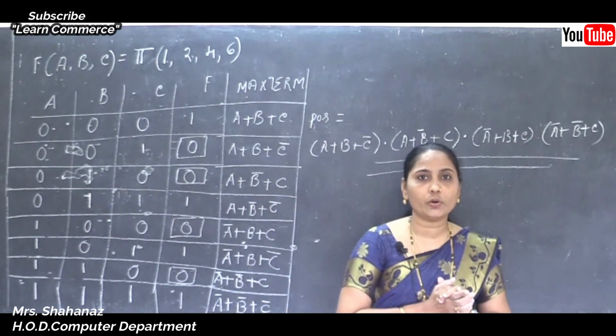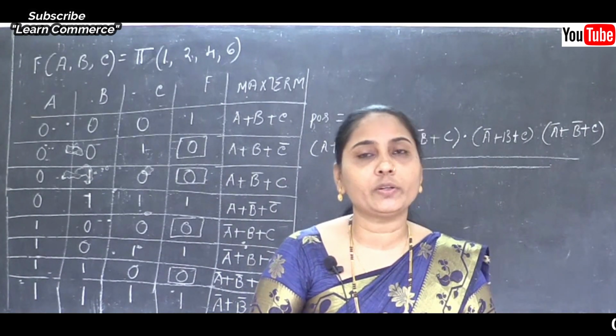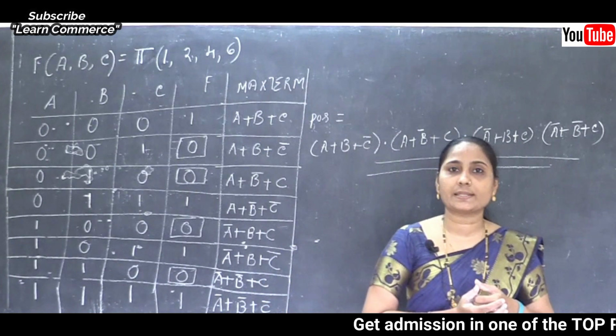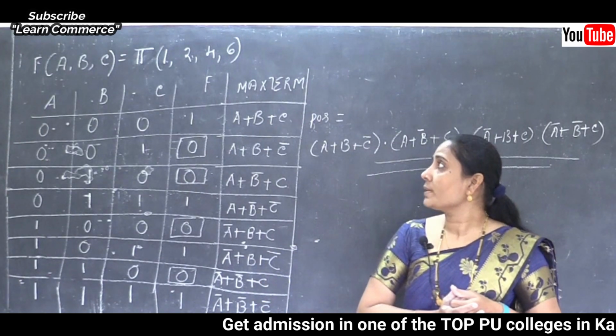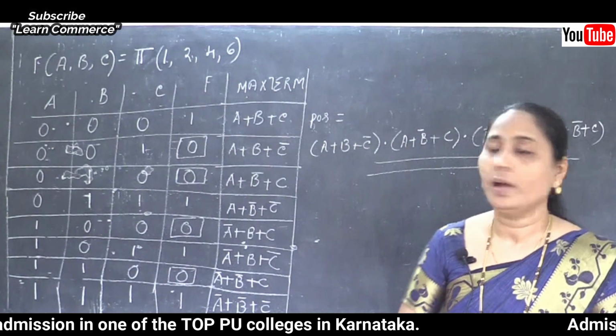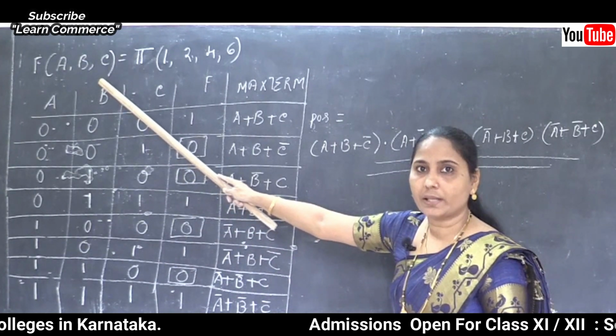The example was x equal to 0, y equal to 1, z equal to 1, and x plus complement of y plus complement of z. We know the example of the max term here. Now let's take one simple example for our POS by using the truth table. Okay, now the question: A, B, C, 3 variables are there.